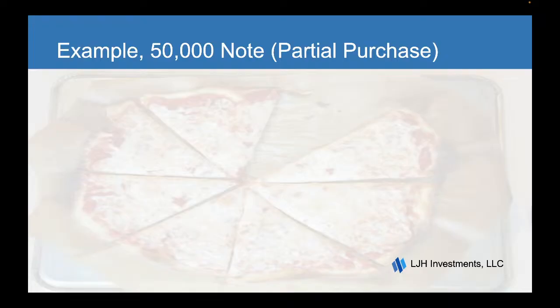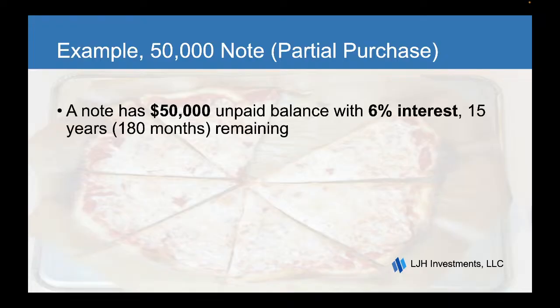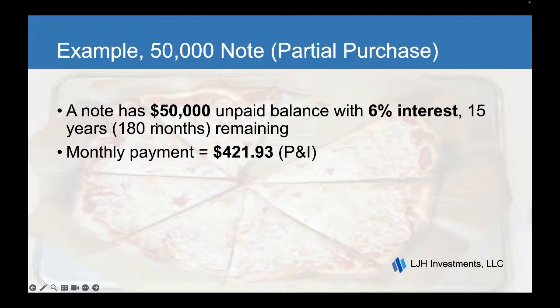So here's an example, a $50,000 note. Say you have a note that has a $50,000 unpaid balance with 6% interest and 180 months remaining. If you punch this into a financial calculator, your monthly payment would be $421.93. This doesn't include servicing. In my example, I show both the gross and the net.